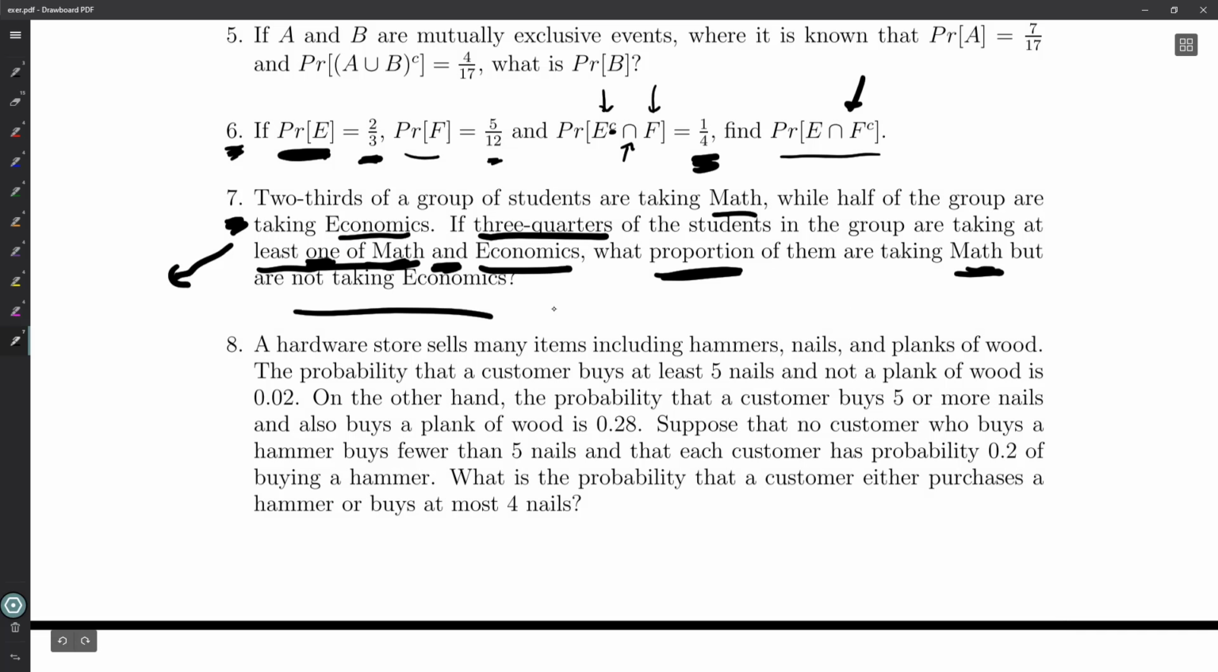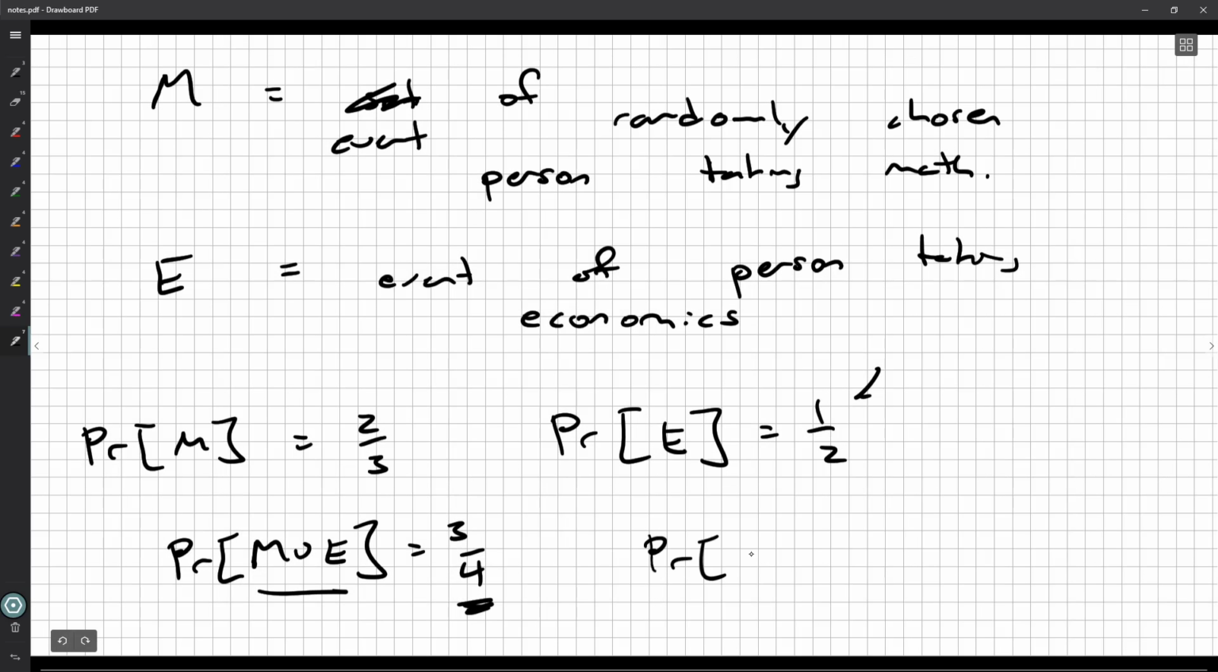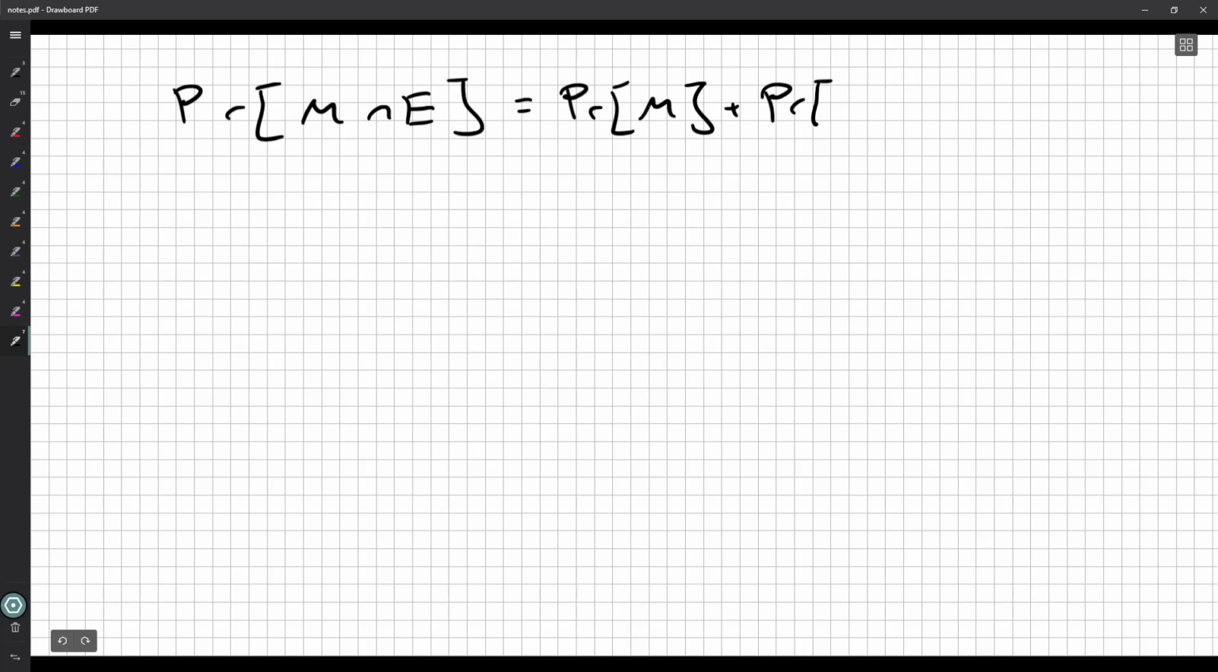What proportion are taking math but not economics? So math and no economics. That's what we're after. So once we've translated the information from the word problem, we've got to find a way to use, well, I guess only our formulas can help us out. Fortunately, we know formulas when it comes to probability.